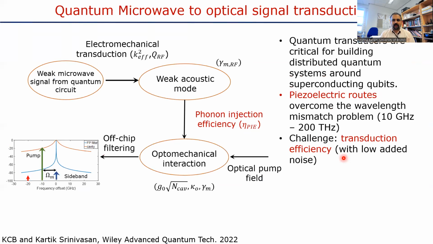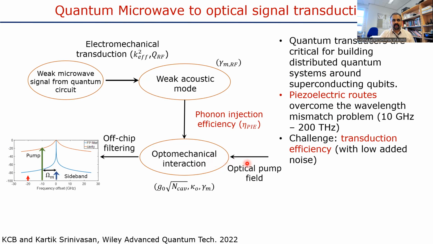And so this now brings me to the prototype of every piezoelectric quantum transducer that is out there. You start with some quantum state, either from a superconducting qubit, or in this case, just a very weak classical signal. You convert it into an acoustic wave, and this acoustic wave is injected into an optomechanical cavity. And the critical parameter here is this phonon injection efficiency. How efficiently can you load these cavities with phonons?